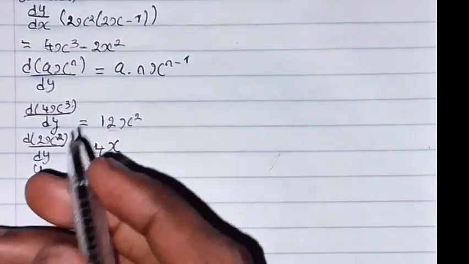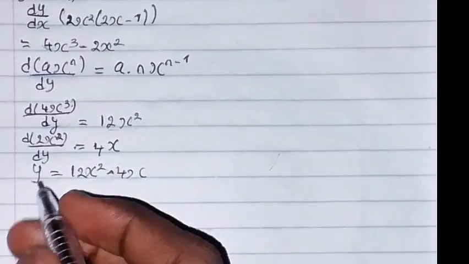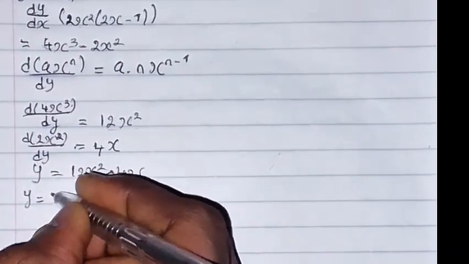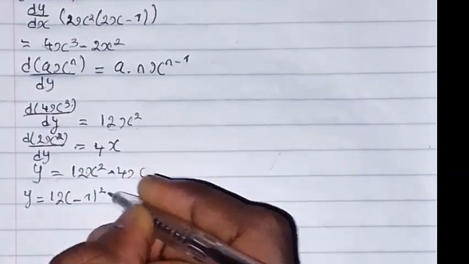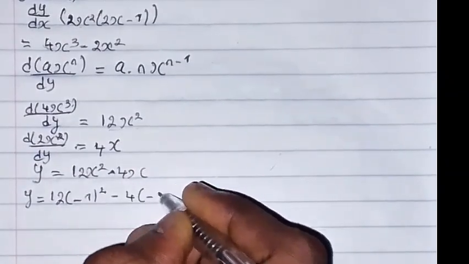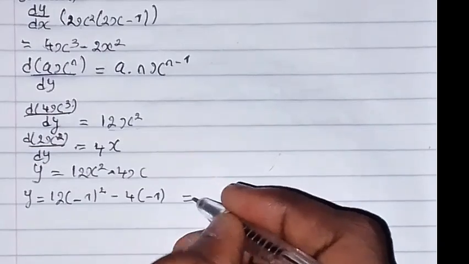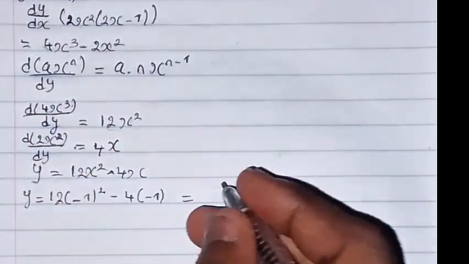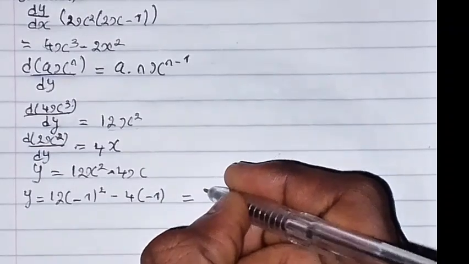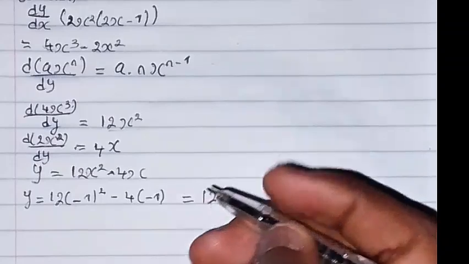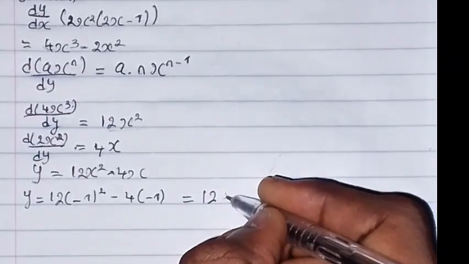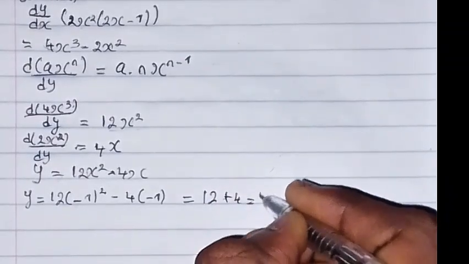Now they said at the point x equals minus 1, so we're going to find the value of the derivative when x is equal to minus 1. We simply say that it becomes 12 times (minus 1) all squared, minus 4 times (minus 1). Minus 1 all squared is minus 1 times minus 1, which is plus 1. So plus 1 times 12 is 12. Minus 1 times 4 is minus 4, and negative times negative gives positive, so we have 12 plus 4, which is equivalent to 16.